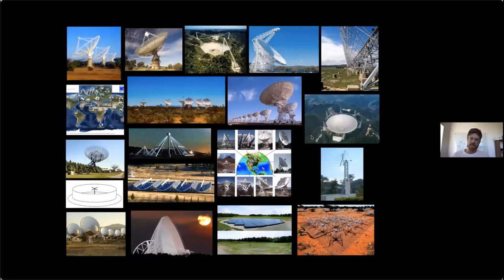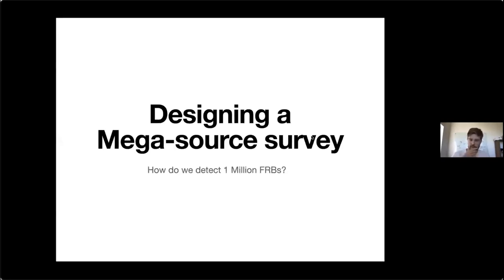You know, ASKAP was designed long before CRAFT existed, Apertif too, Arts, and so on and so on. The one exception being DSA 110. But at this point, nobody's ever explicitly designed a survey whose goal is to maximize the number of FRBs per unit time, per unit dollar. So if you imagine a survey maybe starting construction in a few years, whose goal was just to find as many FRBs as possible, designing a sort of megasource survey that could find of order 10 to the 6 fast radio bursts, how would you do it?